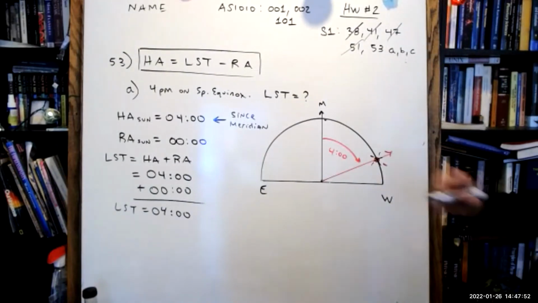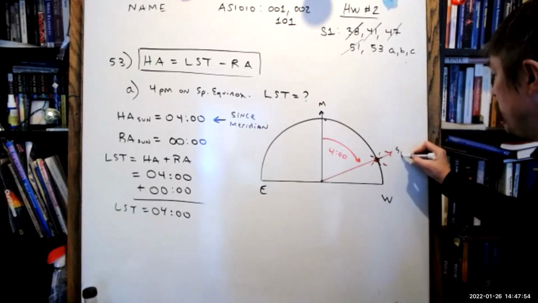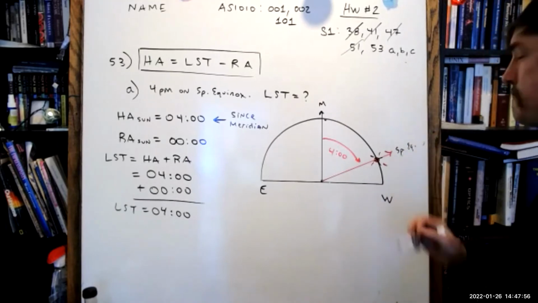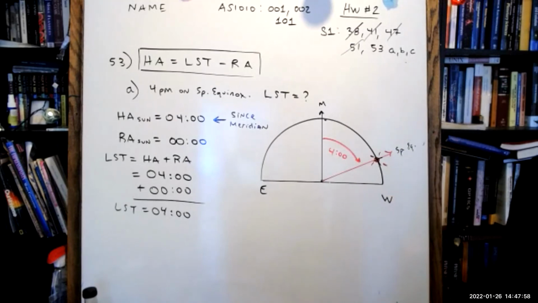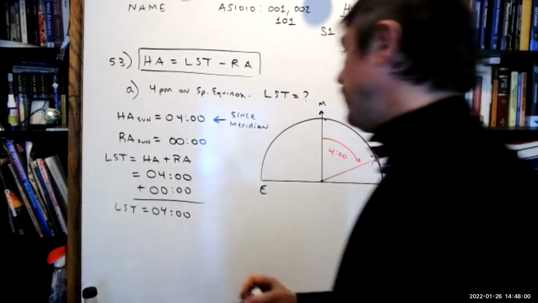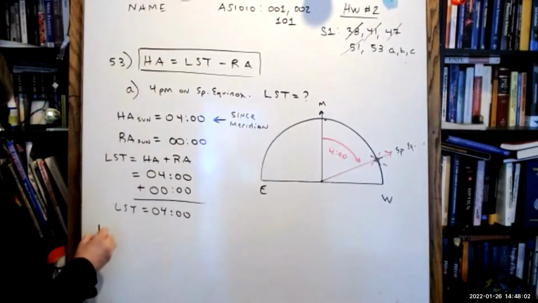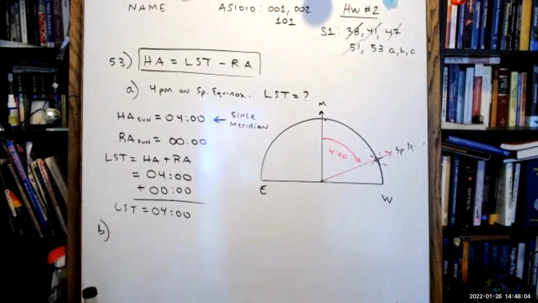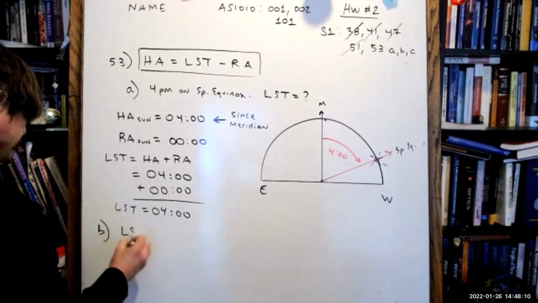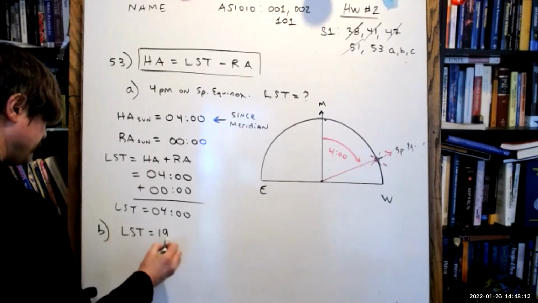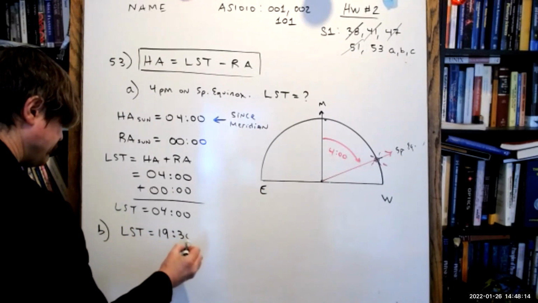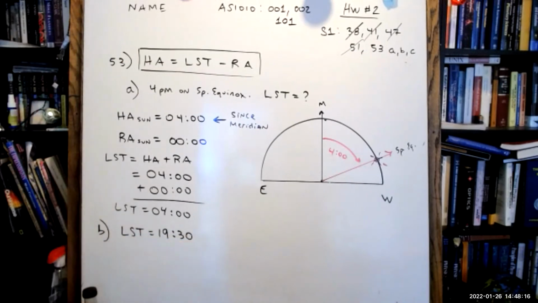In other words, not only is that the sun, it's also the spring equinox. How about part B? Daniel? Part B, the local sidereal time is 19 hours, 30 minutes. When will Vega cross your meridian?